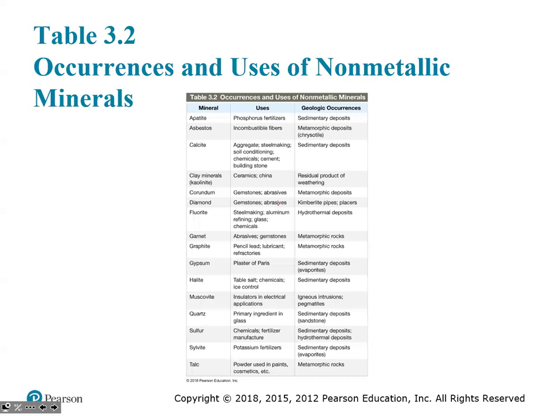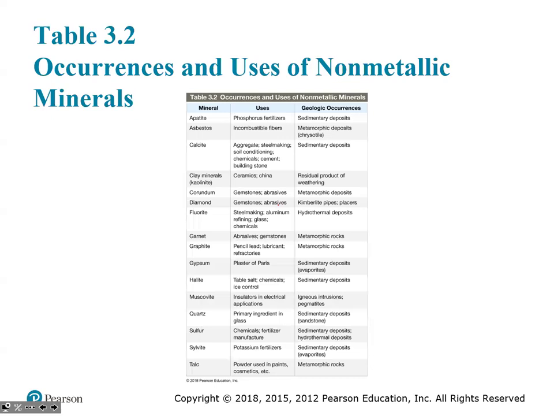Garnet is used as abrasives or gemstones. This comes from metamorphic rocks. Graphite is used in pencil lead, as a lubricant, and as a refractory material. This comes from metamorphic rocks. Gypsum is used in plaster of Paris, so plaster, drywall. It comes from sedimentary deposits, evaporites. Halite is used as table salt and in various chemical processes like ice control, from sedimentary deposits.